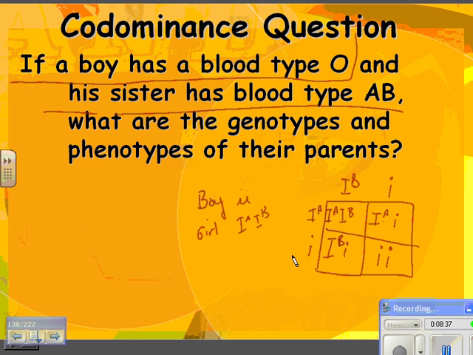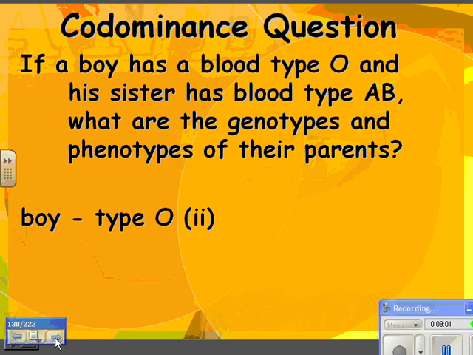So this is kind of a cool problem. If you're heterozygous B and your spouse is heterozygous A, you could have babies of any blood type. So the genotypes are here. The phenotypes are AB, A, B, or O. So they could have any of the phenotypes. That is kind of cool, huh?